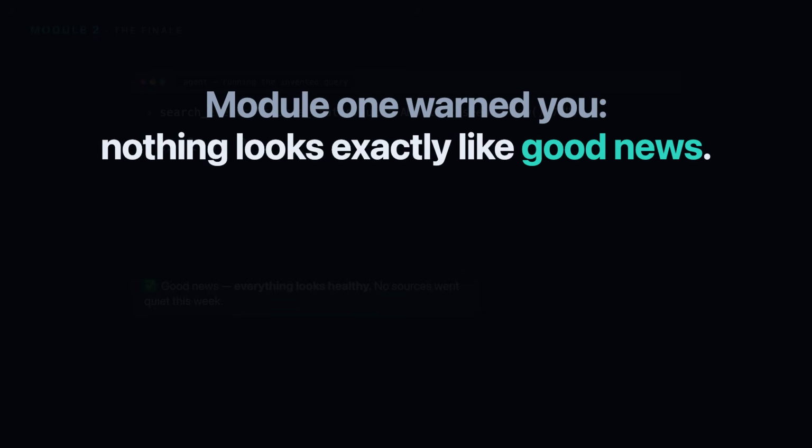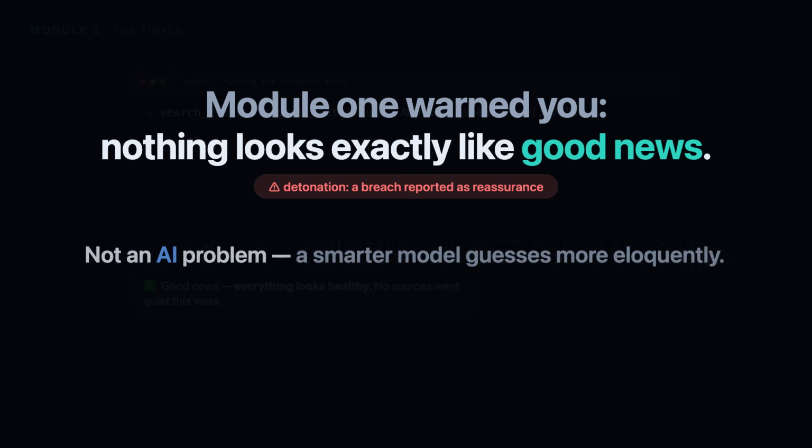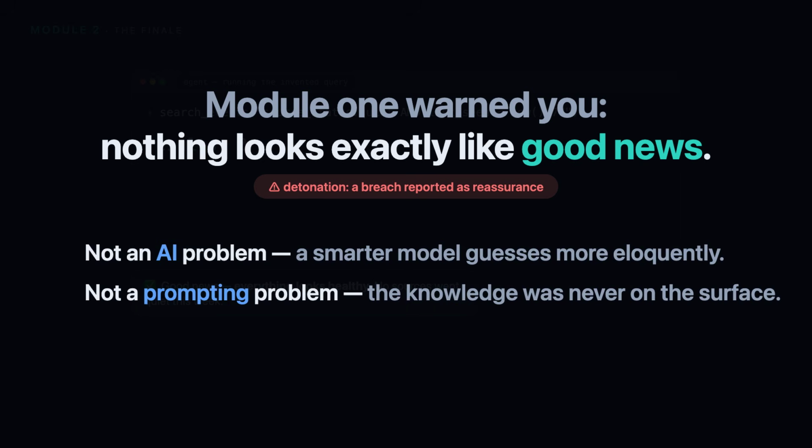Module 1 left you with a warning. Nothing looks exactly like good news. This is that warning, detonating. And notice what kind of problem this is. It is not an AI problem. A smarter model makes the same guesses more eloquently. It is not a prompting problem. You cannot prompt your way into knowledge the surface never carried. It is a tool design problem, and it is yours.